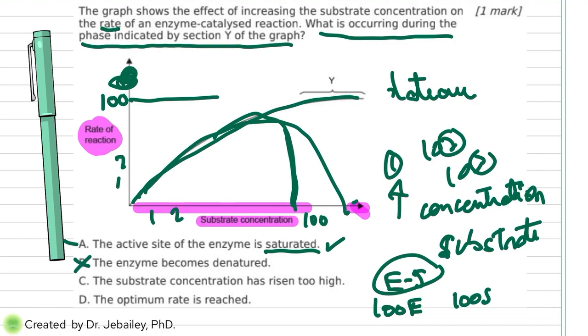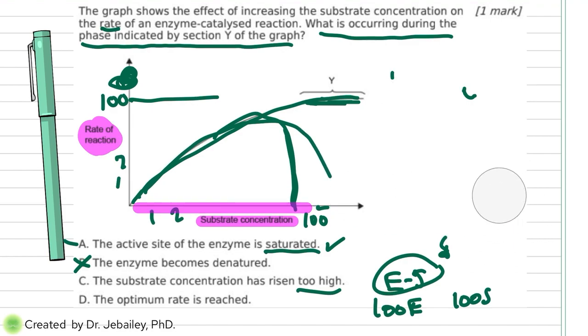C, the substrate concentration has risen too high. Okay, even if it has risen too high, that does not explain what is stopping this. You can continue increasing the substrate as much as you want in this direction, right? So I'm not going to erase this. You can continue going. It doesn't matter.